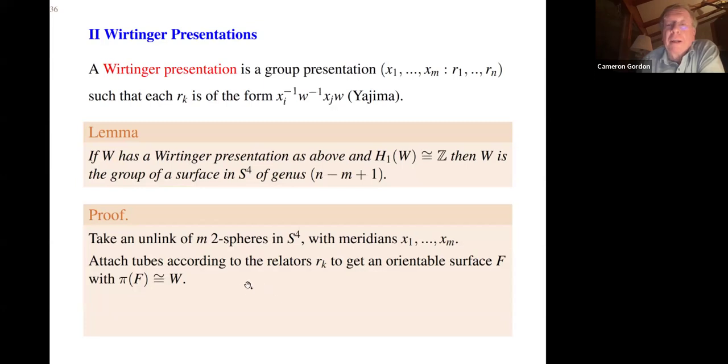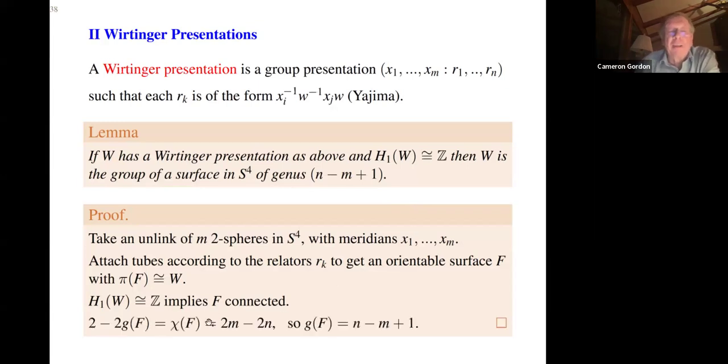Okay, so you do this and you get an orientable surface whose group is the group you started with. And then finally you say, well, what's the genus? First of all, the assumption that the first homology is Z means that all the generators have been connected up, which means that you've connected up all the spheres, so you do get a connected surface. Then an easy computation says that the Euler characteristic of the surface, on the one hand, is 2 minus twice the genus. On the other hand, it's twice the number of spheres minus twice the number of tubes. And so you get that the genus is what we claimed it was, n minus m plus 1.